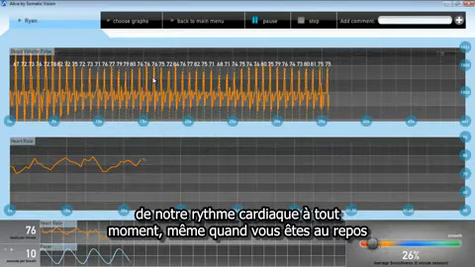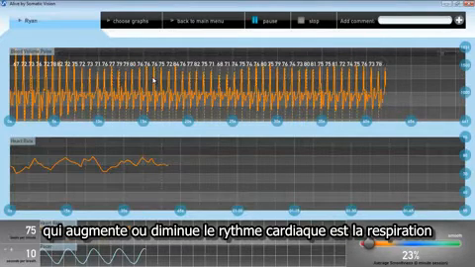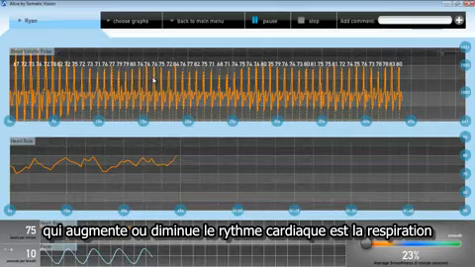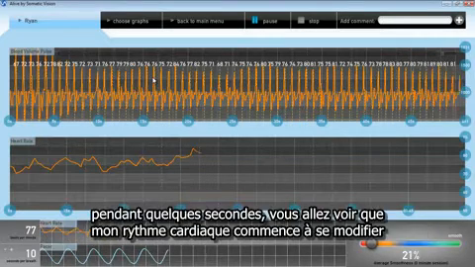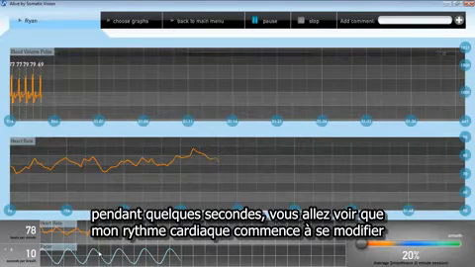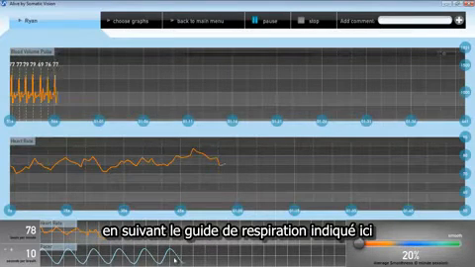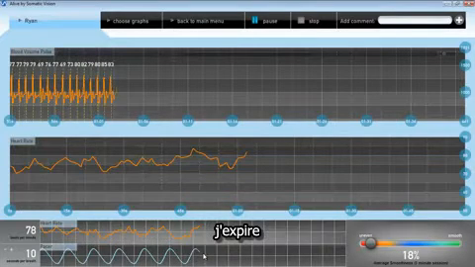But when we're at rest, and if we're not stressed, then the primary factor in if our heart rate is rising or falling is actually our breathing. So I'm going to go ahead and just start breathing in a regular manner for a second, and you'll see my heart rate start to move with this breath pacer down here. So as this blue line rises up, I'm going to breathe in, and as it moves down, I'll breathe out.